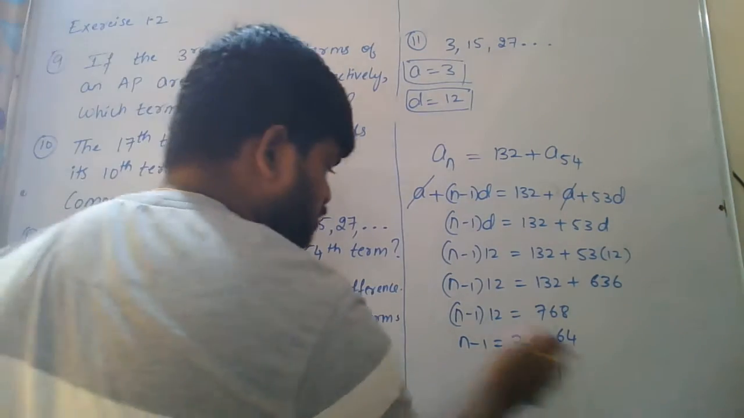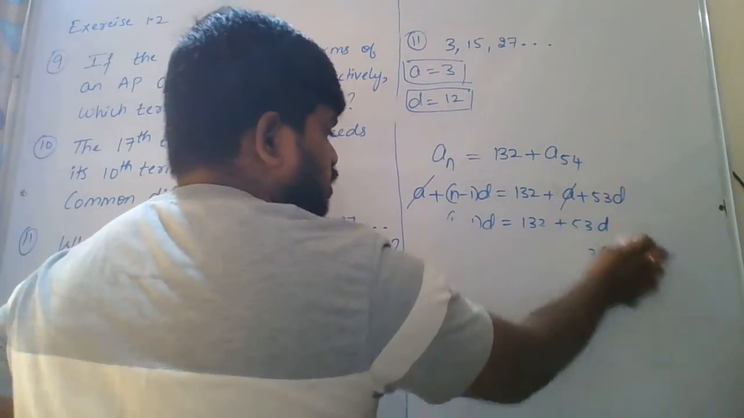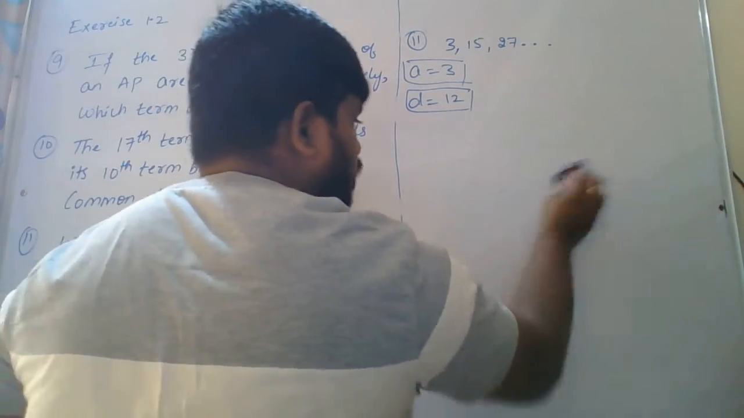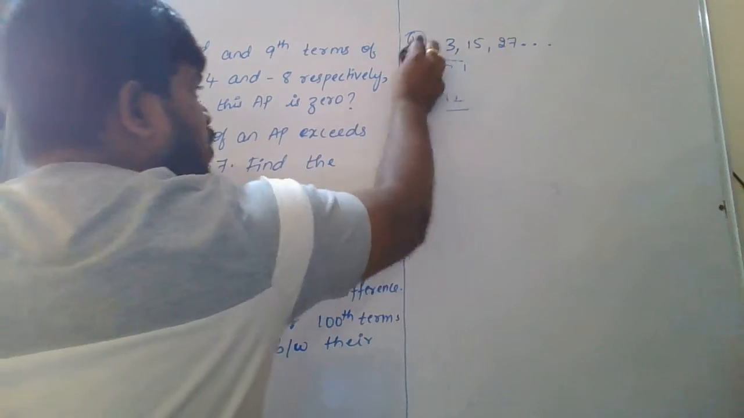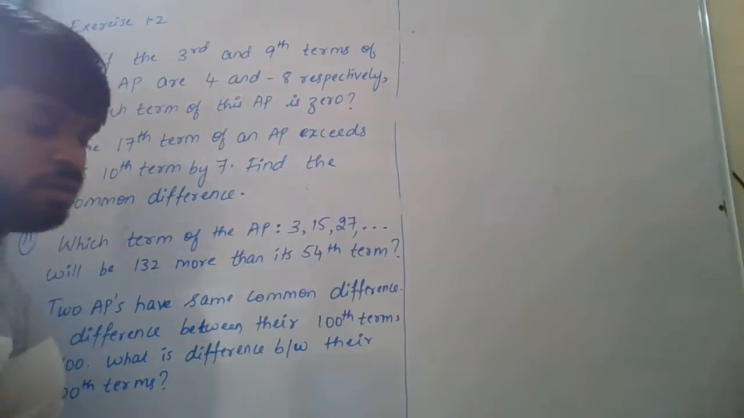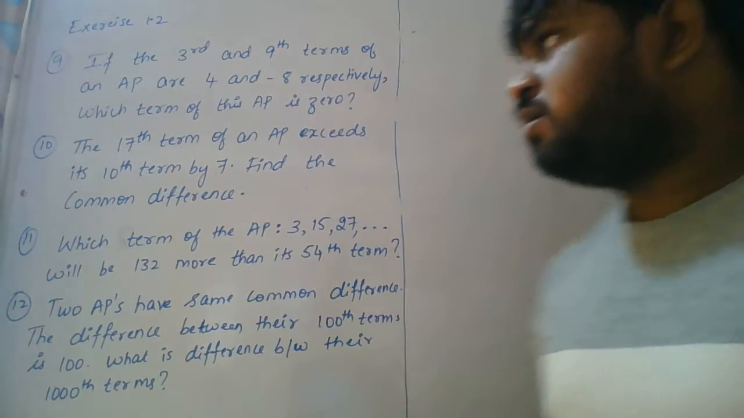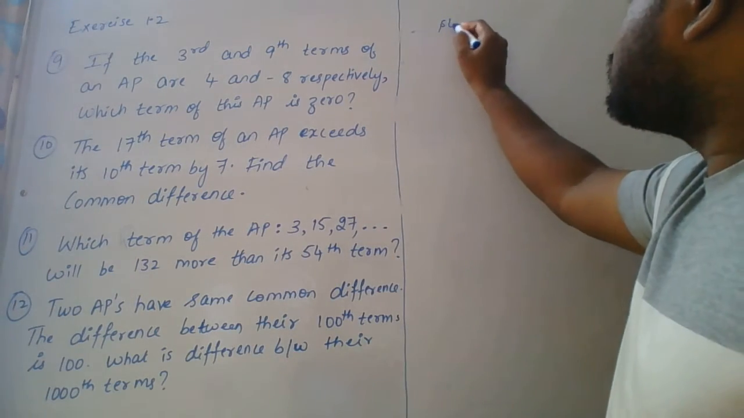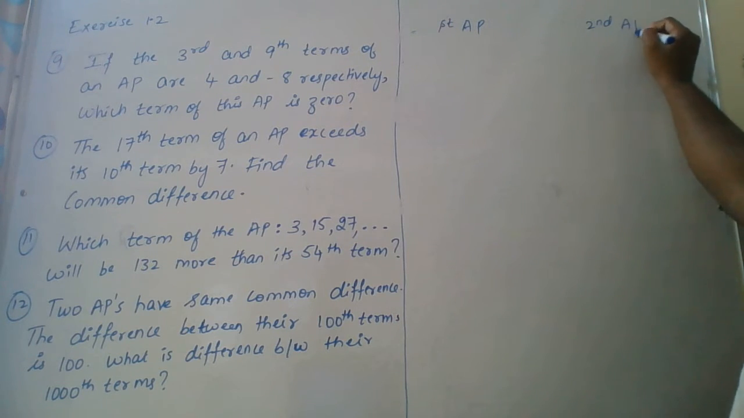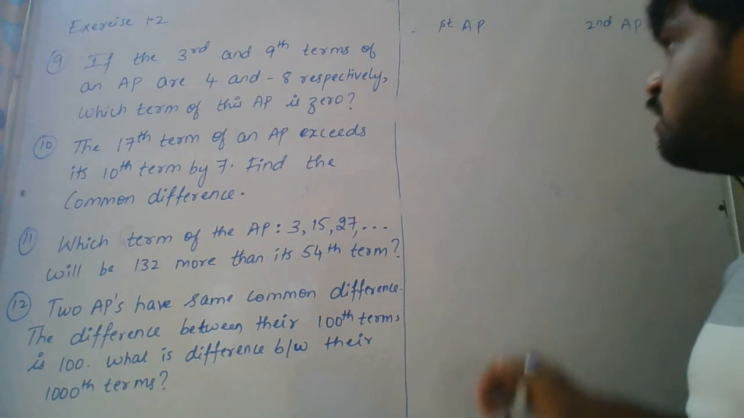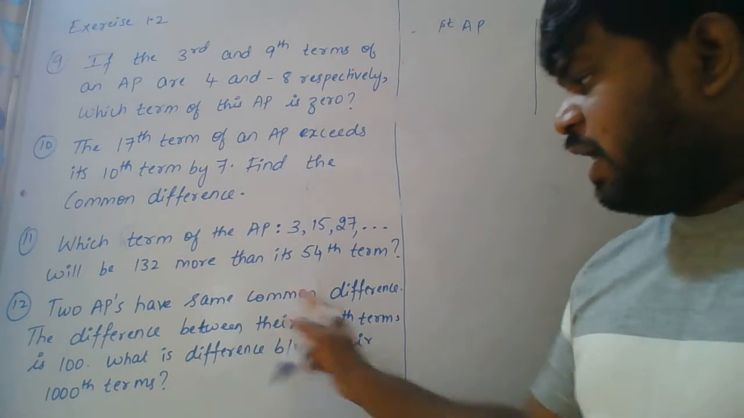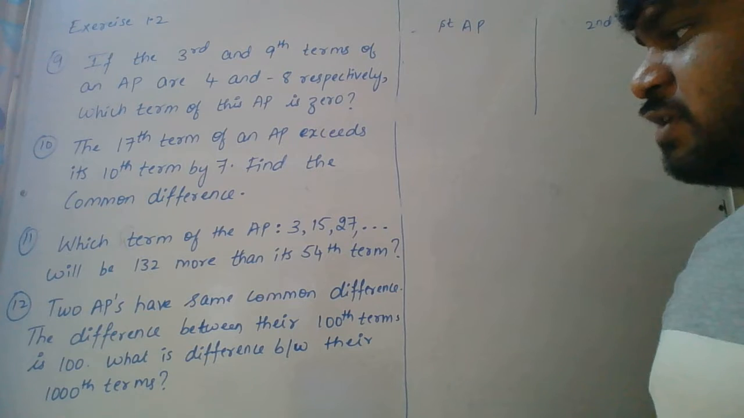Two APs have the same common difference. Okay. So usually we had only one AP. Now they have given us two APs. So let's say this is the first AP, and this is the second AP. There are two different APs. In both the APs, the common difference is the same.